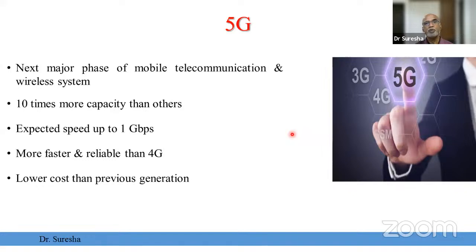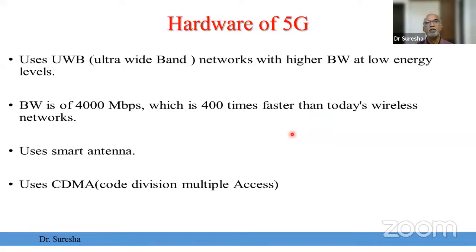5G is the next major phase of mobile telecommunication in wireless systems, with 10 times more capacity than others. Expected speed is up to 1 Gbps, 1 gigabit per second, faster and more reliable than 4G, at lower cost than the previous generation. Here, the hardware of 5G uses ultra-wideband networks with higher bandwidth at low energy levels. See, here there are concepts of how 5G can be implemented.